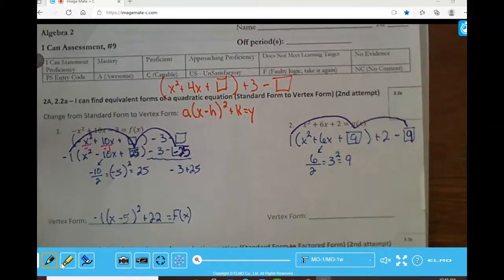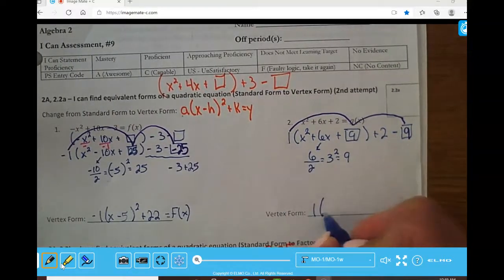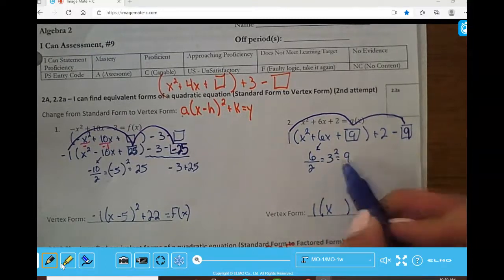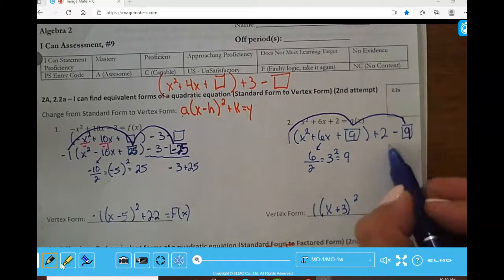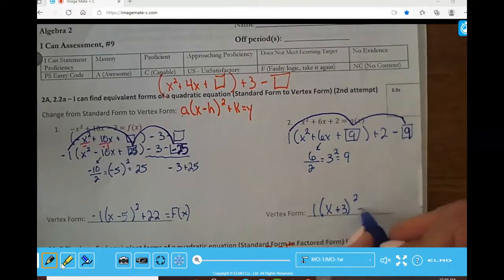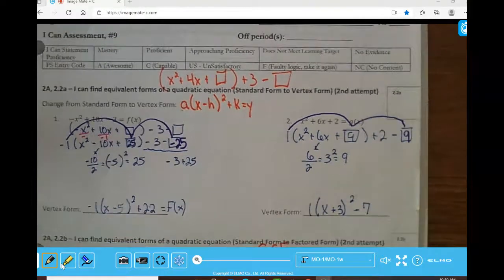And now you can write your vertex form. So my A, the value in front of the parentheses is 1, which technically you don't need. And this time in front of my squared, I'll put a 3, a positive 3. And then when I have 2 take away 9, I get -7. All right, let's move into the next set.